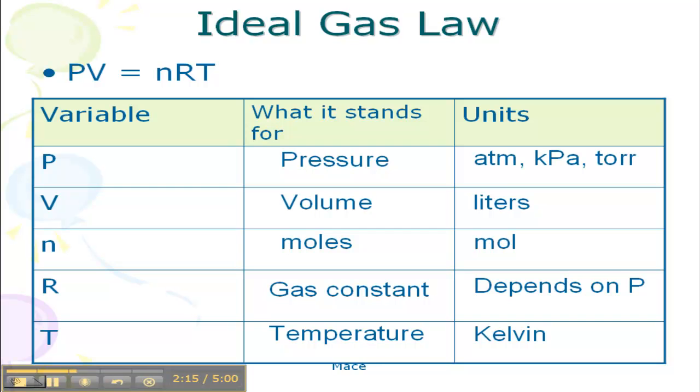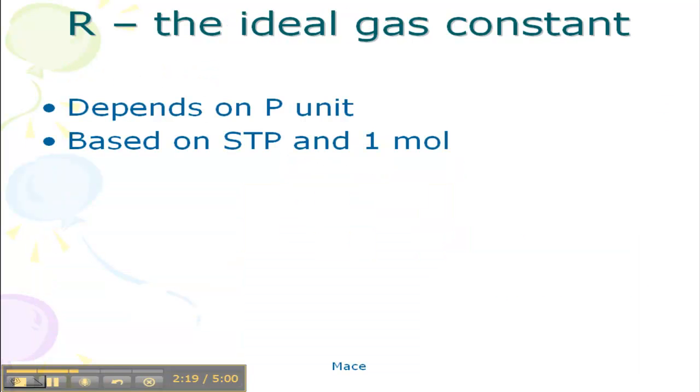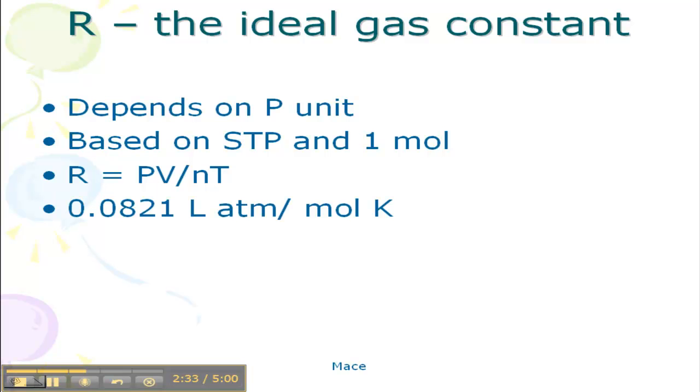Alright, so let's look at what some of this means. The value of R is going to depend on the pressure unit. It is based on standard temperature and pressure and 1 mole of gas. If we rearrange the equation to solve for R, you get the pressure times the volume divided by moles times temperature. So that's how they calculate it.